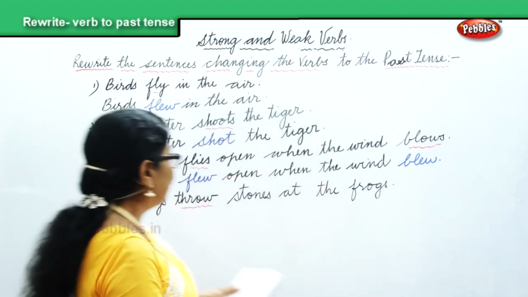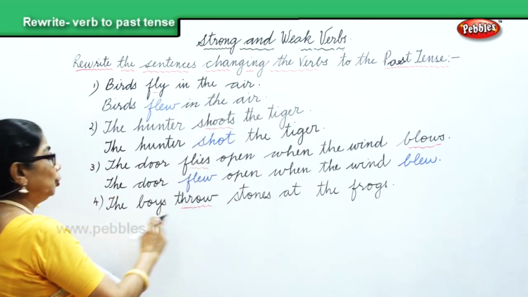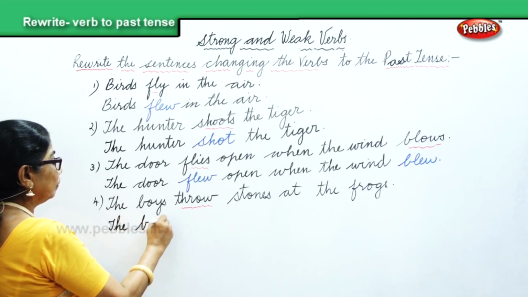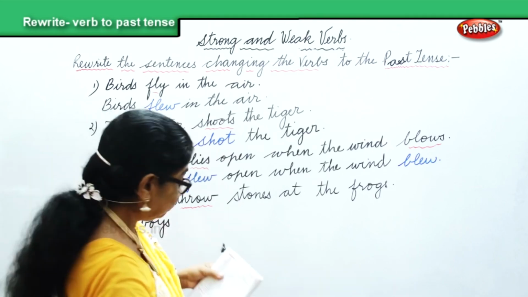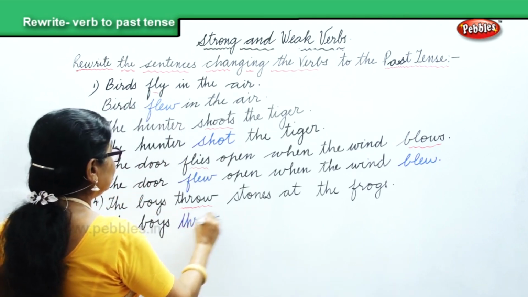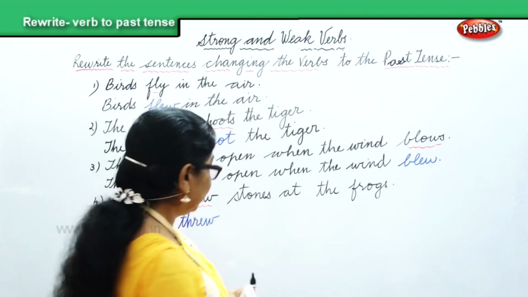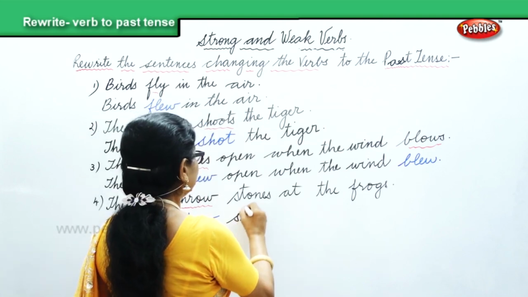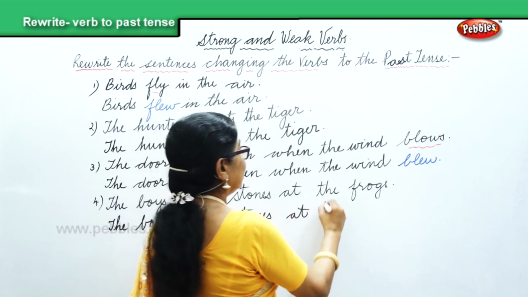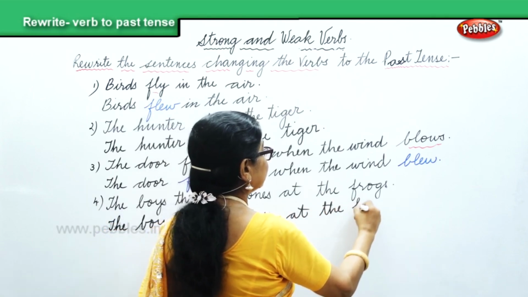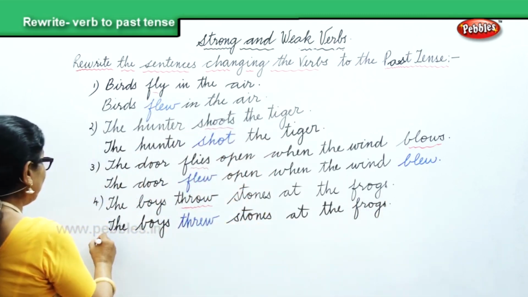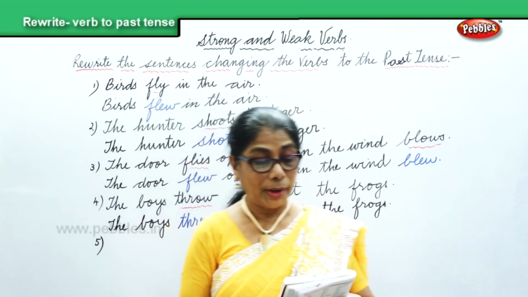You will say the boys, past tense, threw. Very good. The boys threw stones at the frogs. Good. We have done four sentences. I'll give you one more sentence for us to look at.